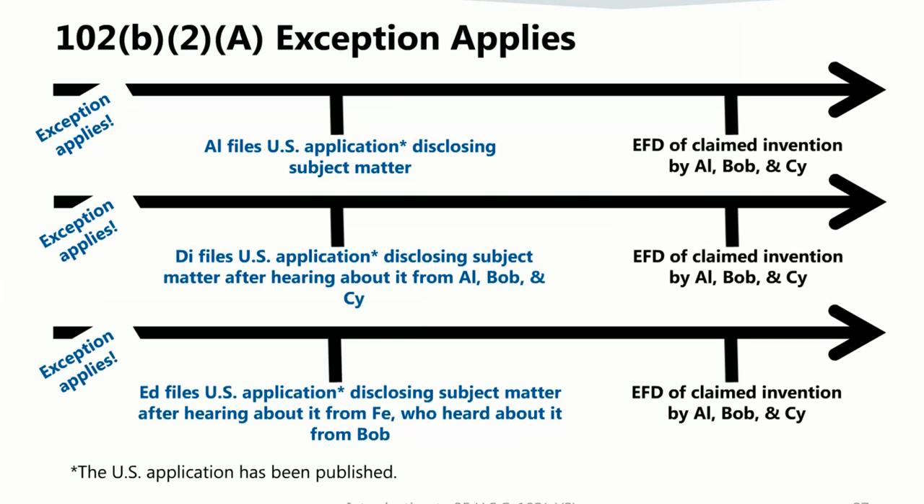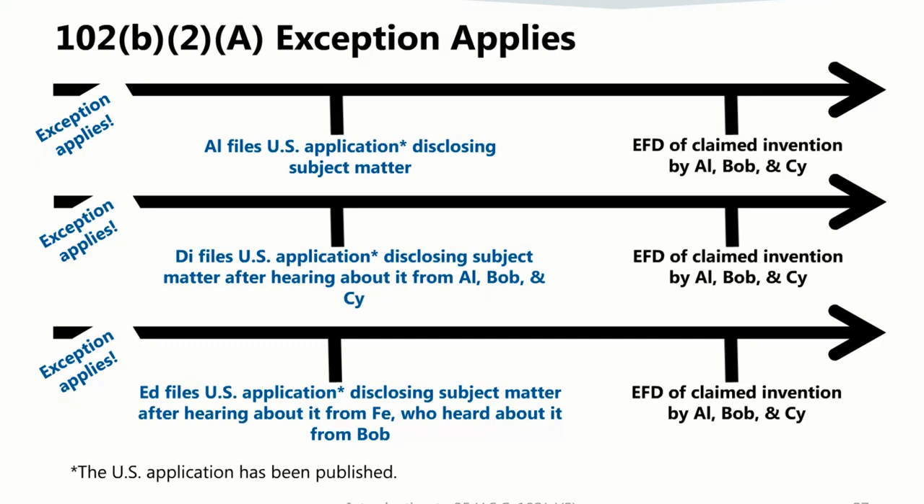In each timeline, we have an application under examination in which Al, Bob, and Cy are the inventor. In other words, the inventor is collectively Al, Bob, and Cy. Remember, under the AIA, the term inventor means the inventive entity. Each timeline shows a different U.S. published application in blue as a possible 102A2 prior art reference.